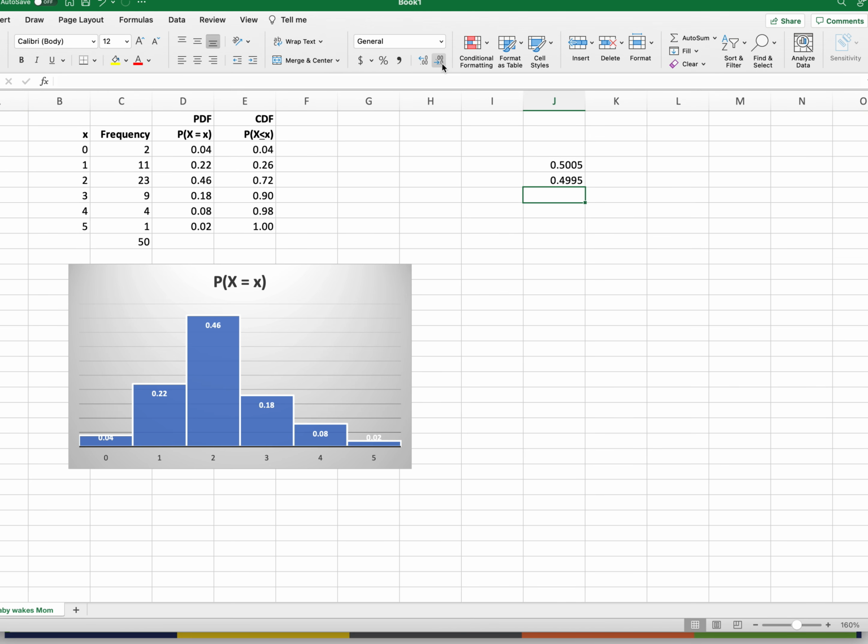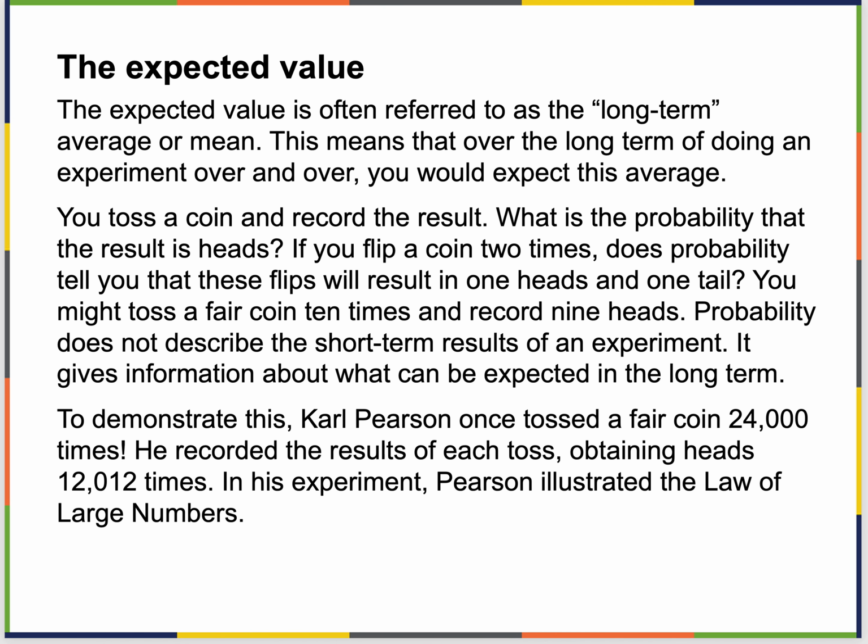If I round it down to 2 decimal places, it does come out 50-50. If I take it to 4 decimal places, it's not. You're going to find me not using percentages as much moving forward and using decimals. You can call this 0.5005 or you can call it 50.05%. You should be able to just do that in your head by moving the decimal place over twice. Okay, let's go back here.